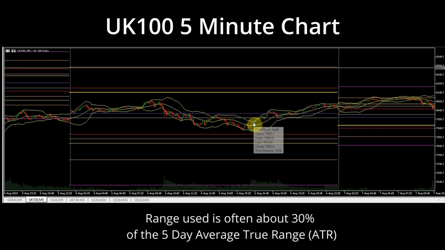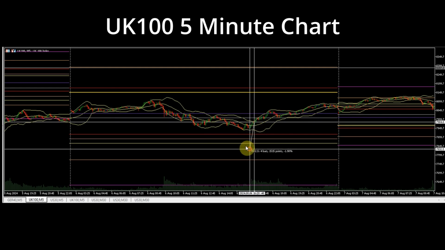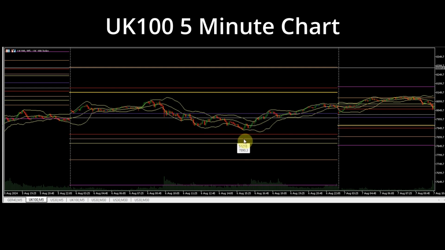So if I was to get long from here, I would potentially consider that my stop needs to be below this area of all these levels.